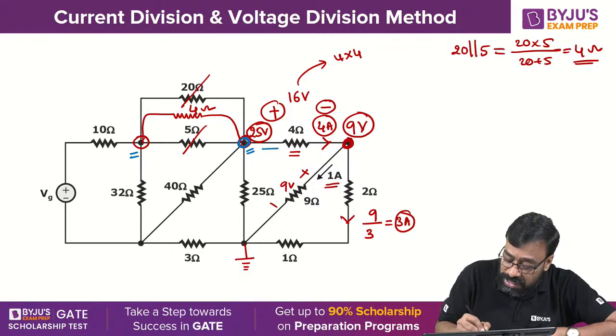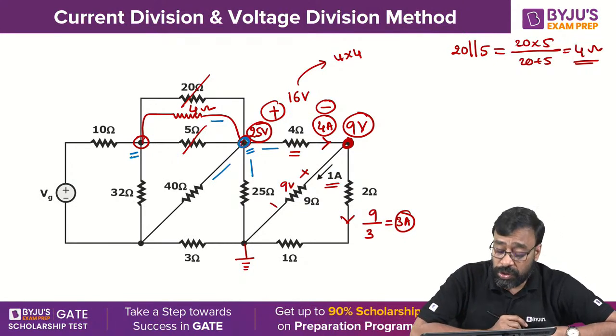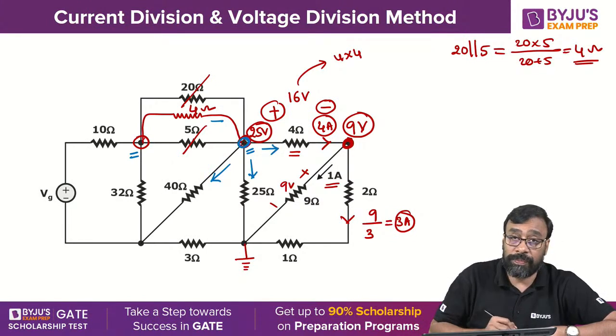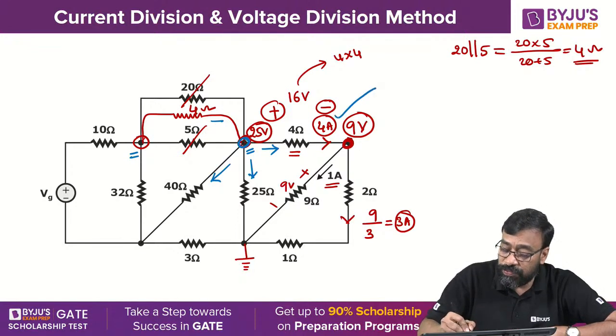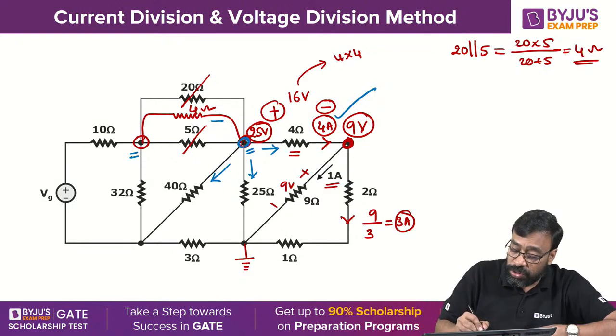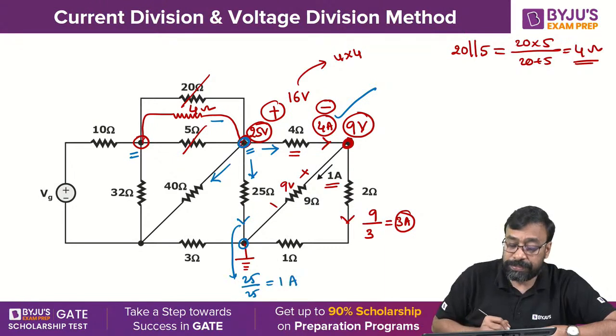One is 4 ohm, the other is 25 ohm, the other is 40 ohm, and here 4 ohm. To find the current through 4 ohm, you must know the current flowing through 40 ohm, the current through 25 ohm, and the current through 4 ohm. But already, the current flowing through 4 ohm is available. That is 4 ampere, right? What is the current flowing through 25 ohm? 25 volts across 25 ohm, therefore 25 by 25, nothing but 1 ampere.